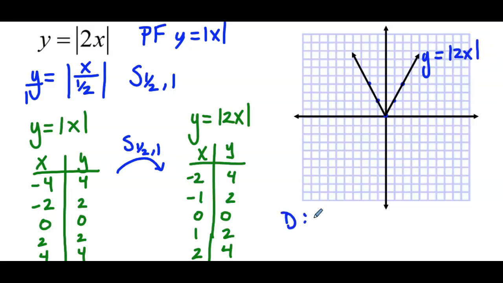The domain here is all reals, -infinity to infinity. The range, working from bottom to top, is 0 with a bracket to infinity. And again, just for comparison, if we wanted to, we could plot -4, 4, -2, 2, 0, 0, 2, 2, and 4, 4. And we can visually see that it is a horizontal compression by a factor of 1/2.